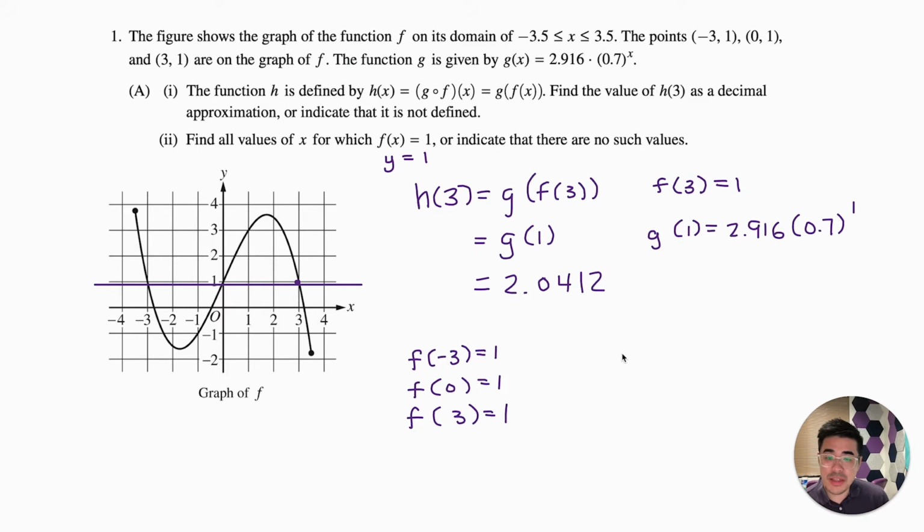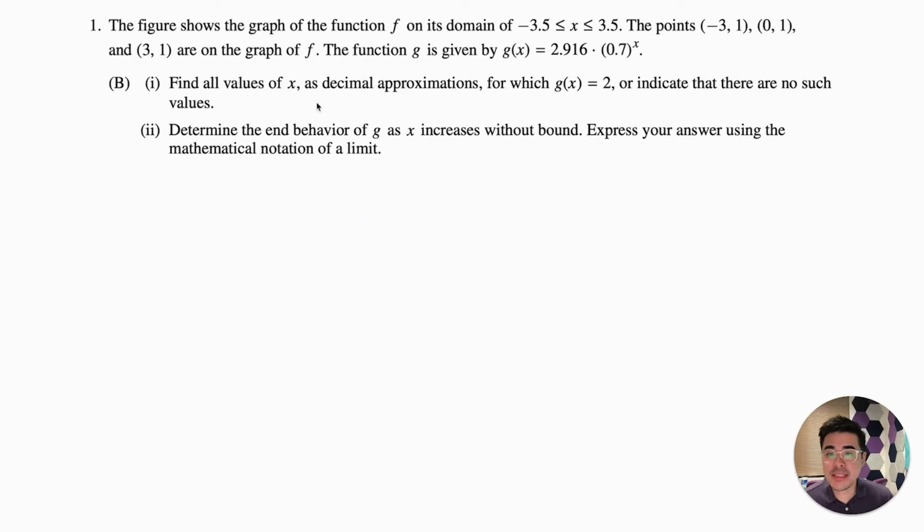Right? So then how would I answer my question? I would just say x is equal to negative 3, comma 0, comma 3. And that would earn me the full credit. Part B just asks about the function g, and it says find all x values for which g is equal to 2, or indicate that there are no such values.